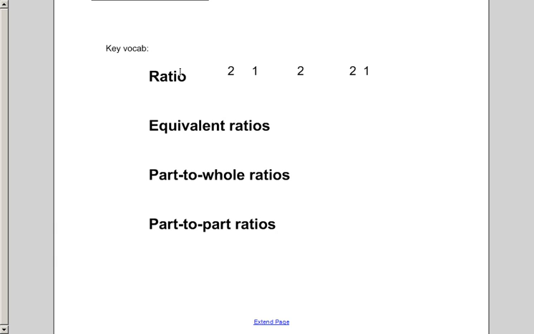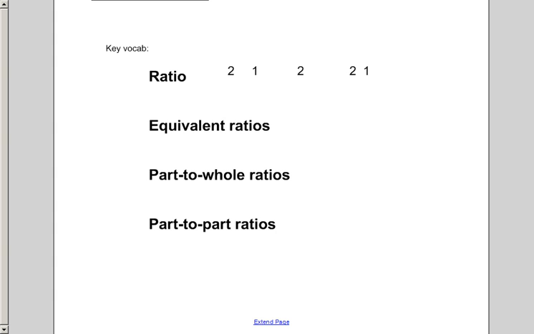Now, a ratio is very similar to a rate. The main difference is that a rate compares quantities with different units. So miles per gallon would be a rate because you're comparing miles, or a distance, to gallons, which is a quantity of liquid, whereas a ratio compares things with the same unit. So that might be boys to girls because they're both people. It might be wins to losses if you're talking about a sports team, because wins and losses are both games played. So you are comparing two of the same things.